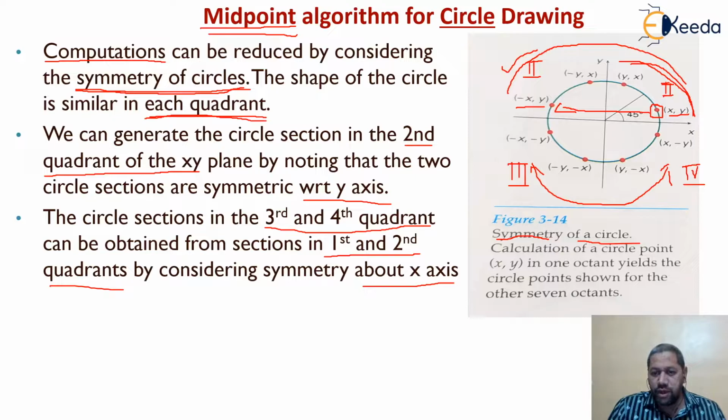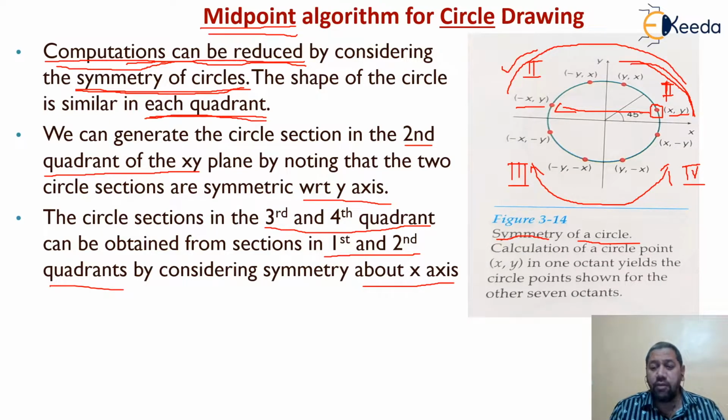So if I can calculate the points of the circle in one quadrant, I will get the remaining quadrants. Because from the first quadrant, if it is reflected, I will get the second, and from first and second, I will get third and fourth respectively. By considering the symmetry, it is possible for us to reduce the computation. There is no need to calculate all the points of the circle. We have to calculate only the points of one quadrant.